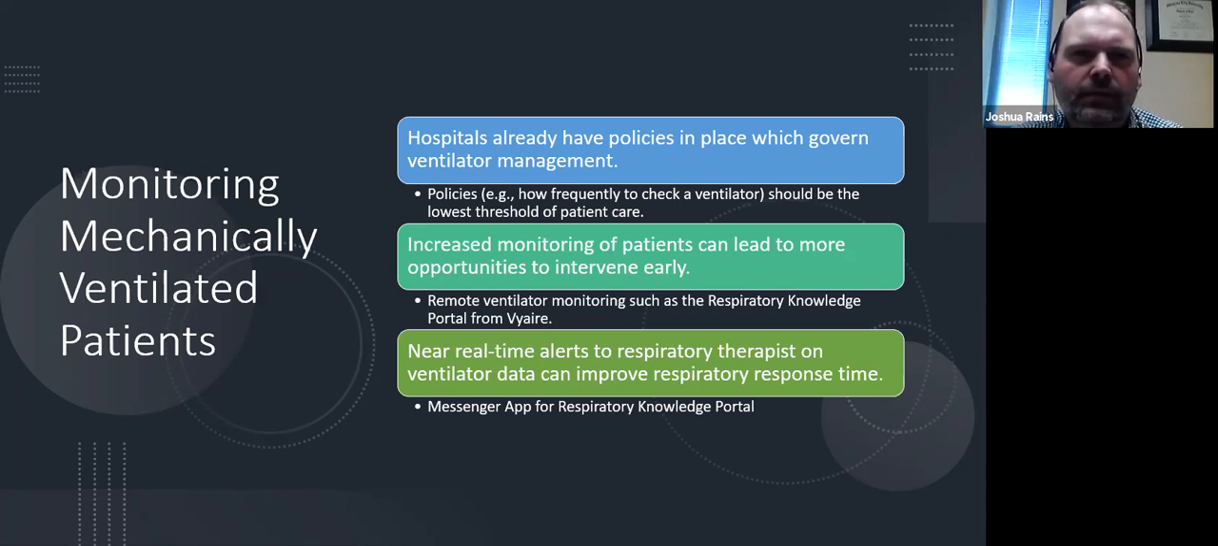I've seen something from GE. I've seen something from Medtronic. I've never used them. I just saw them online with a Google search. I don't know anything about them. I have used Respiratory Knowledge Portal from Fire. We currently have that system set up with Integris. And we can monitor someone virtually from anywhere as long as you have an internet connection and you're following your company guidelines.